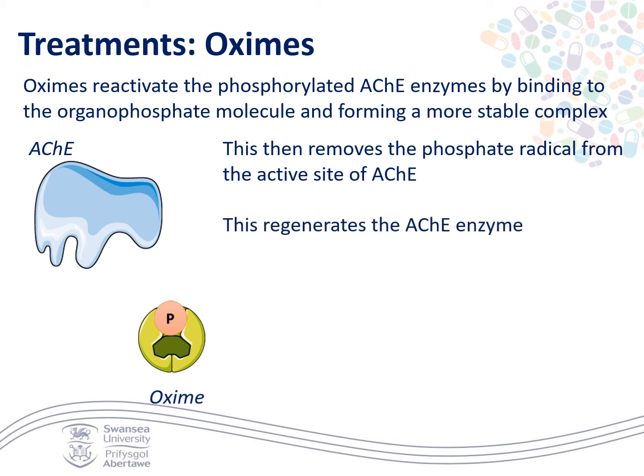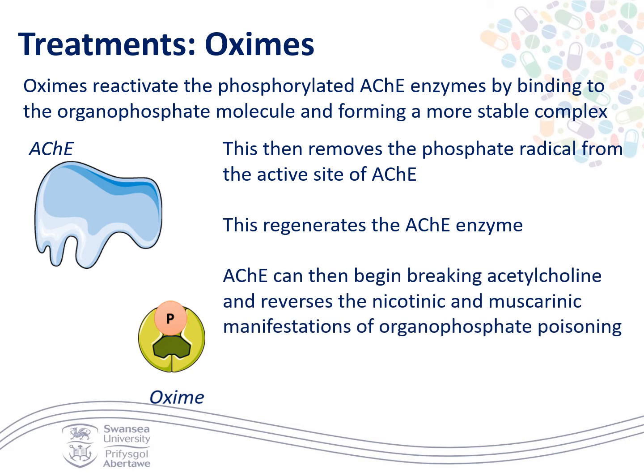and that enzyme is then regenerated. The acetylcholinesterase is no longer phosphorylated and is able to start breaking down the acetylcholine in the synapse and begin to reverse the muscarinic and nicotinic manifestations of organophosphate poisoning, as it's no longer bound to phosphate. Now, acetylcholinesterase cannot remove that phosphate group itself, which is why it is irreversible, but the addition of oximes allows for the regeneration of that enzyme and start breaking down acetylcholine.